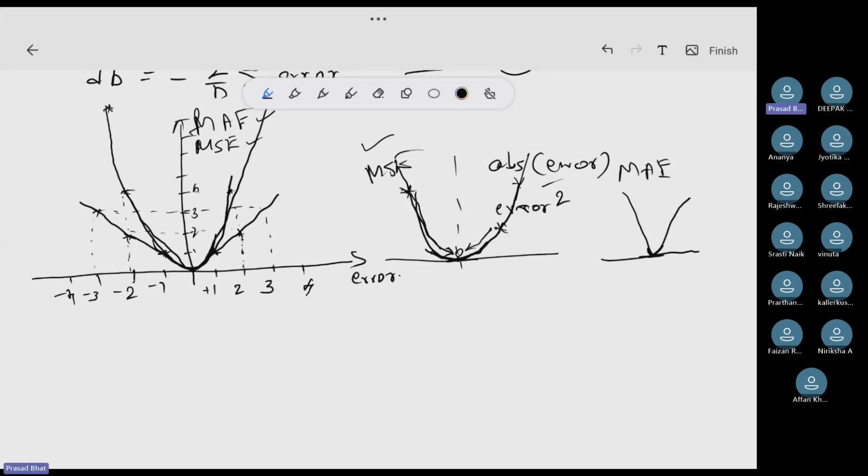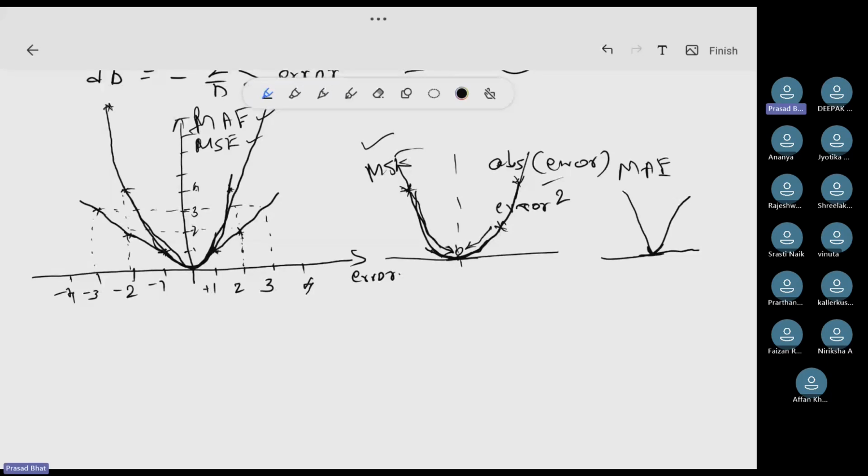Wherever we are, we are actually trying to descend to the 0 point, the valley point. And the slope at any point here, that is what we call the gradient. It's nothing but slope. And that is the name gradient descent.